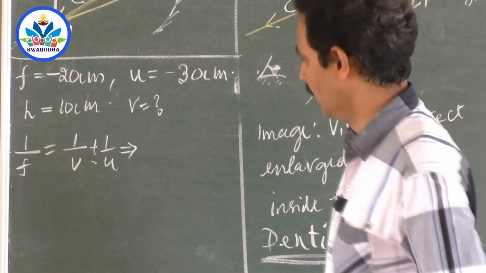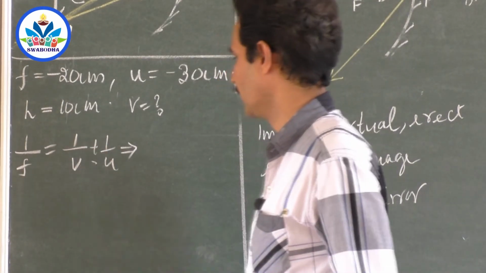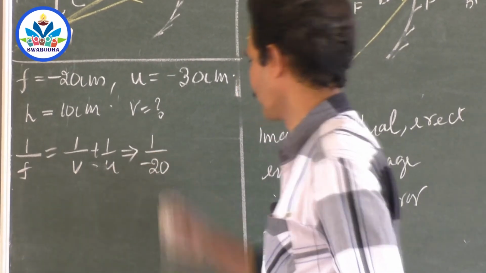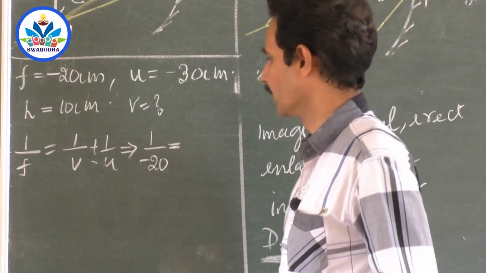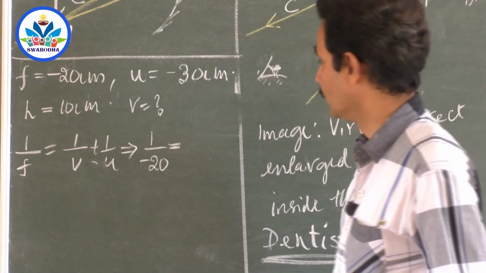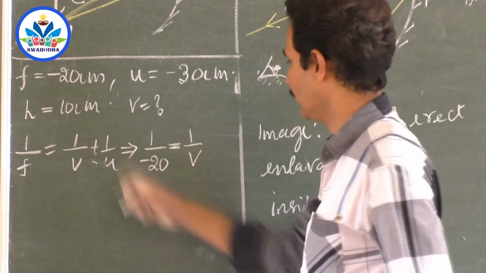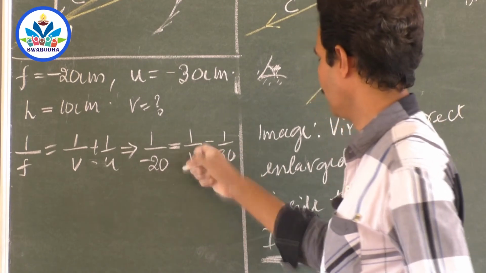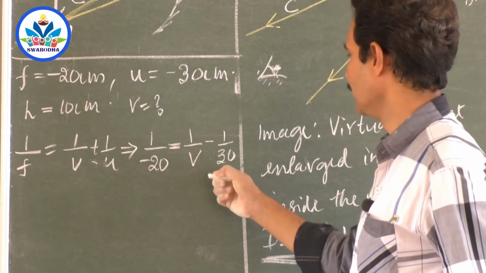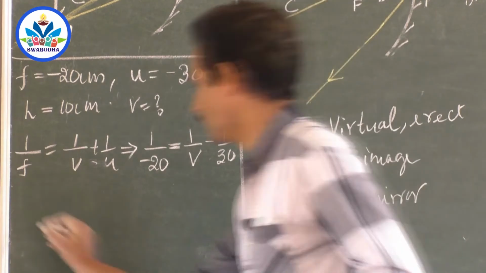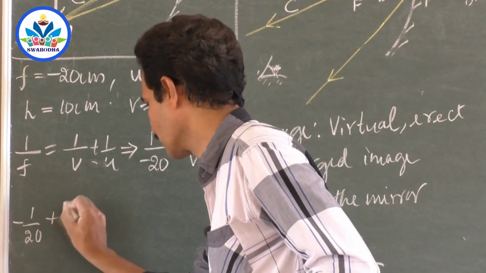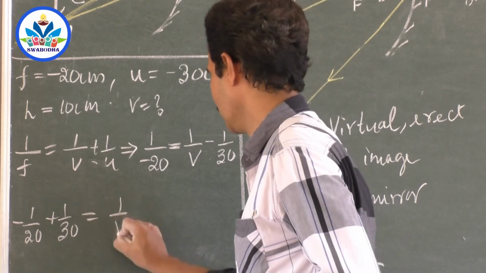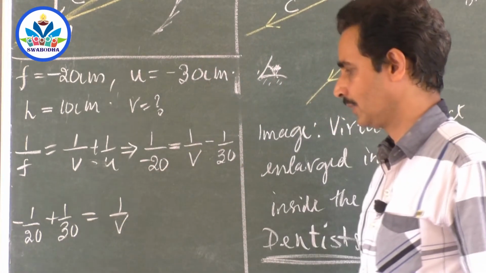You must write it. 1 by F is 1 by minus 20, is equal to 1 by V plus 1 by U. U is minus, so I'll write minus 1 by 30 directly, plus 1 by minus 30. Bring minus 1 by 30 to this side. Minus 1 by 20 plus 1 by 30 is equal to 1 by V. This comes to be plus when it comes to the left hand side.